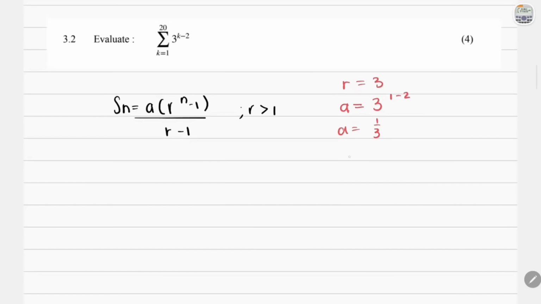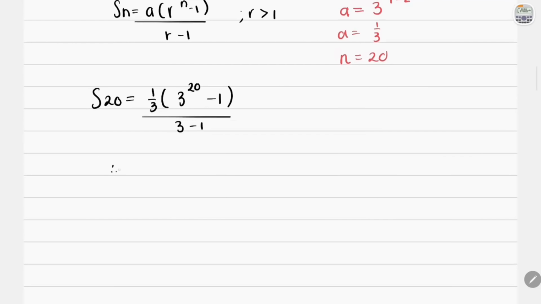There's one more thing we need to find. You need to find the number of terms you have, because you're trying to find the sum of your series. We'll find that by saying top minus bottom plus 1. In this case, there's no confusion because we started at k equals 1. So it's perfectly fine. It actually is 20. So we'll say the sum of 20 terms is equal to a, which is 1 over 3, multiplied by r, which is 3 raised to the power of 20, and then minus 1, all over r minus 1, which is 3 minus 1. And let's just find the sum of these 20 terms.